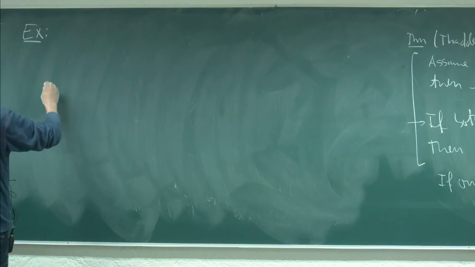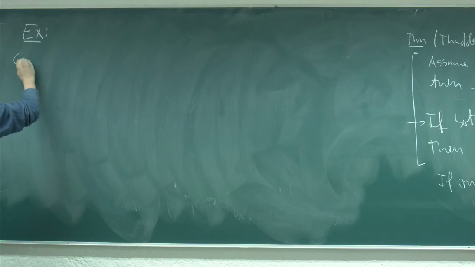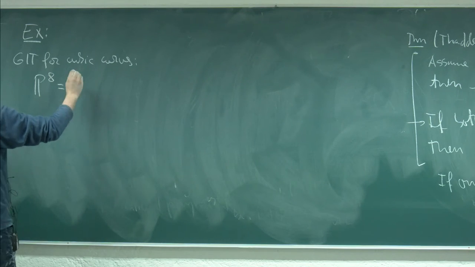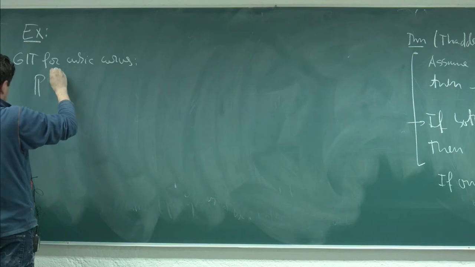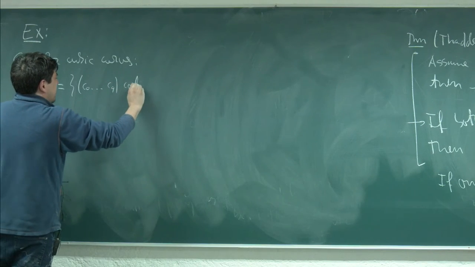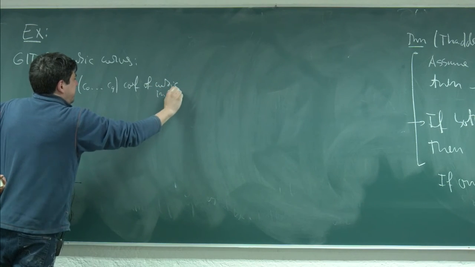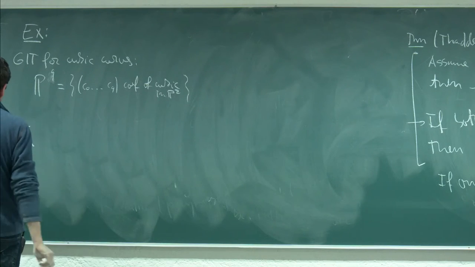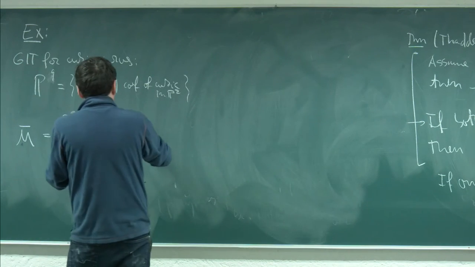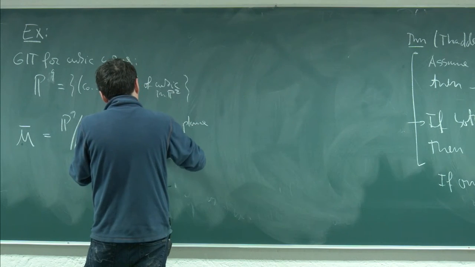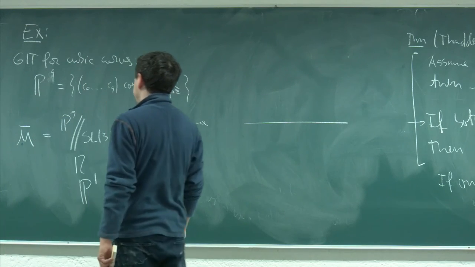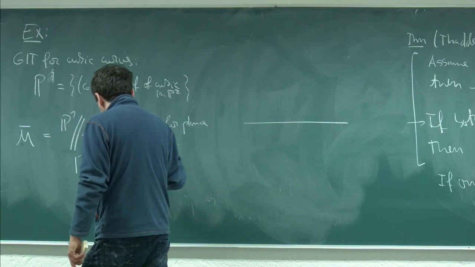Okay, so we start with GIT for cubic curves. So I'm taking P9, with C0 to C9 the coefficients of a cubic in P2. And then I'm considering M bar, which is just P9 mod SL3. This is GIT for plane cubics. And I'm getting, this is easy to see, exactly P1. So this is nothing else but the J line.